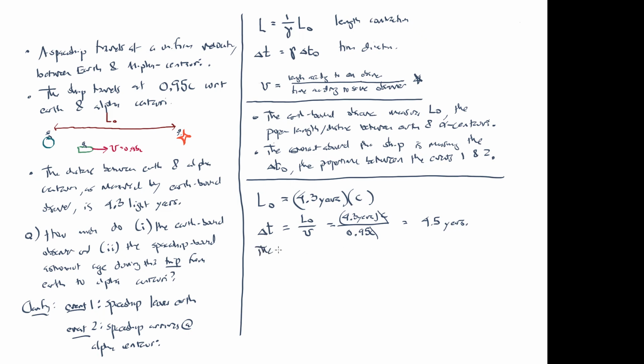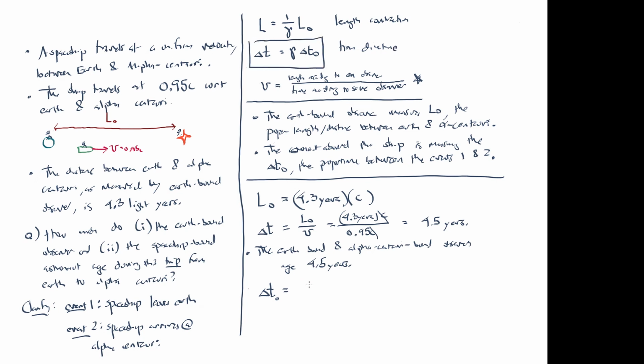So the Earth-bound and Alpha Centauri-bound observers will age 4.5 years between when the astronaut leaves the Earth and when the astronaut arrives at Alpha Centauri. Now the question that remains is how much does the astronaut on the ship age? Well, remember, he is measuring delta t naught, the proper time interval between the events that define the trip, and we can obtain delta t naught from delta t using this time dilation formula up here.